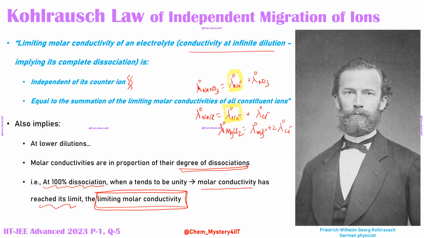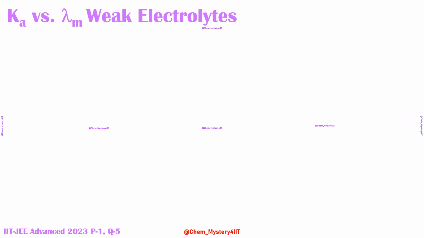Now coming back to our main question, we had the correlation of K versus lambda m for the weak electrolyte. So this is going to be K is equal to C alpha square divided by 1 minus alpha. This expression we have seen earlier. Another expression we have from the Kohlrausch law is that alpha is equal to lambda m, the molar conductance at the given concentration, divided by lambda naught, which is at infinite dilution.